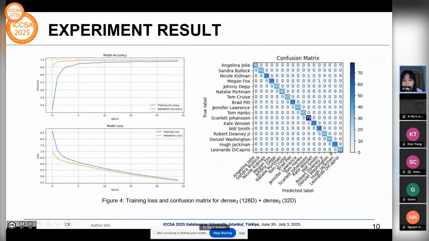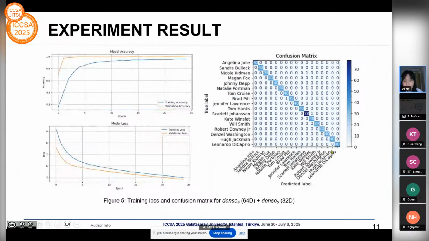The best performing configuration was dense 4 and dense 5, which achieved 99.47% accuracy. This fusion blends mid-level and high-level features while avoiding overfitting and redundancy.